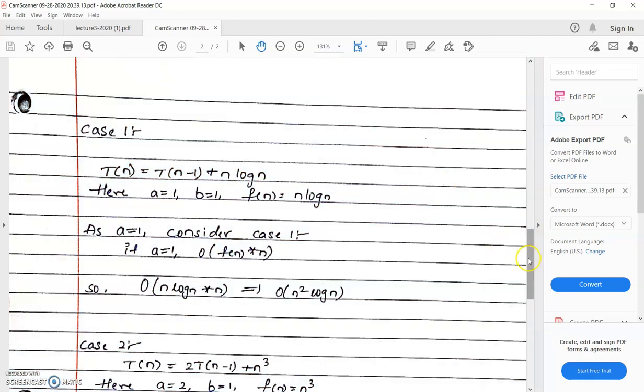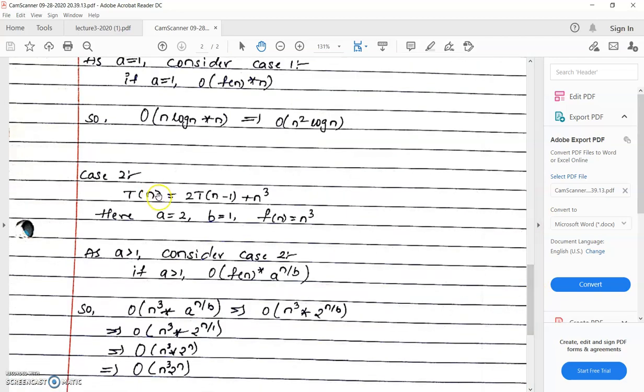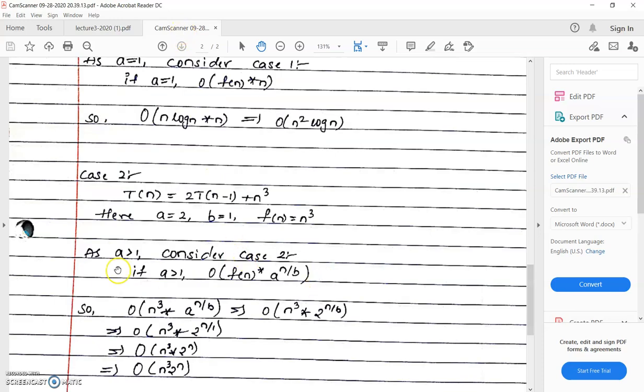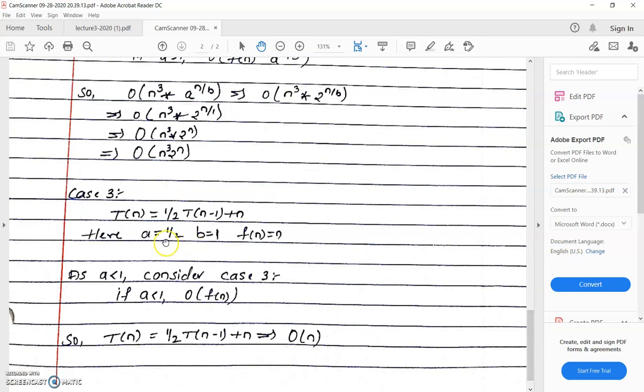Let's consider another example where T(n) = 2 times T(n-1) + n cubed. From this equation, a is 2, b is 1, and f(n) is n cubed. As a is greater than 1, the time is going to be big O of f(n) times a to the power n by b. Substituting the values of a and b, it's going to be big O of n cubed times 2 to the power n.